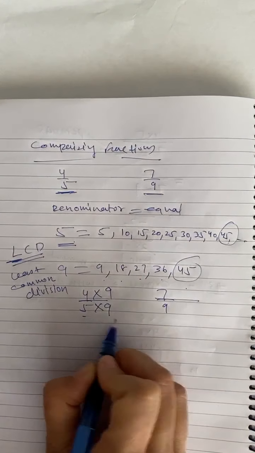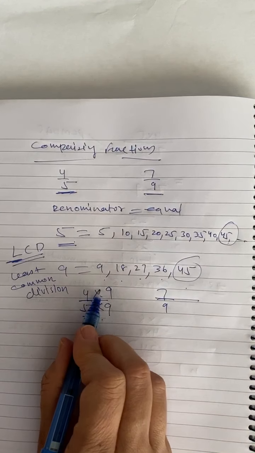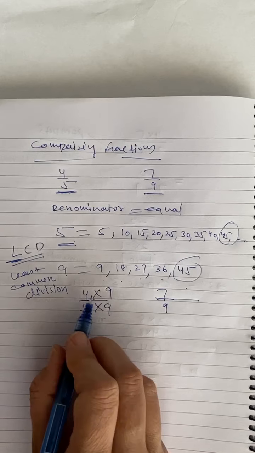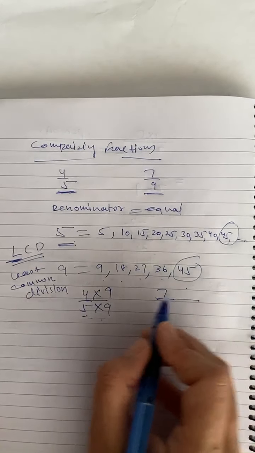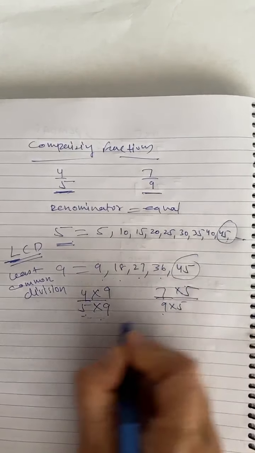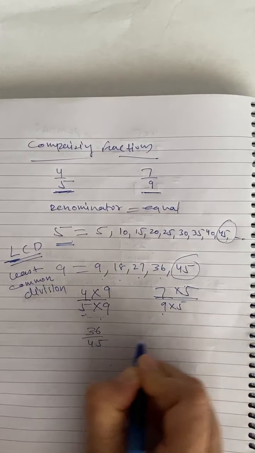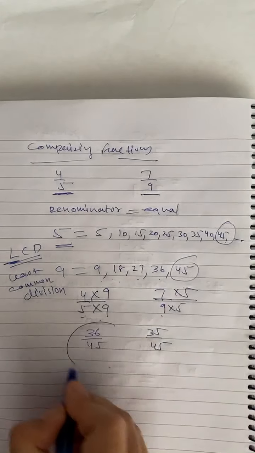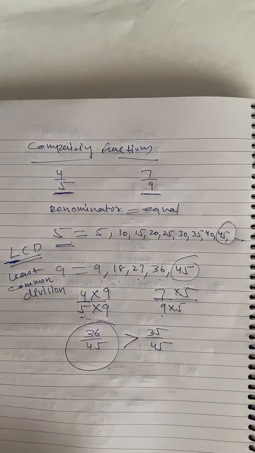If I am multiplying anything in the denominator, I have to make sure I multiply the same thing in the numerator. Similarly, if I am dividing anything from the denominator, I have to do exactly the same thing in the numerator. Here, this is 9 times 4 and 5 times 7. So I got 36 over 45 and 35 over 45. So which one is bigger here? This one is greater than 35 over 45.